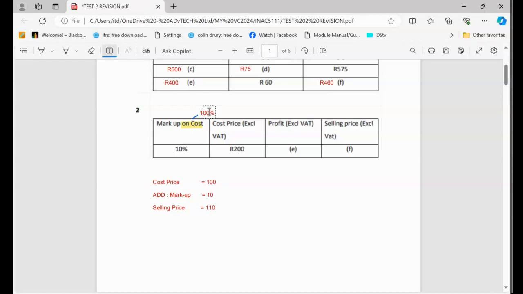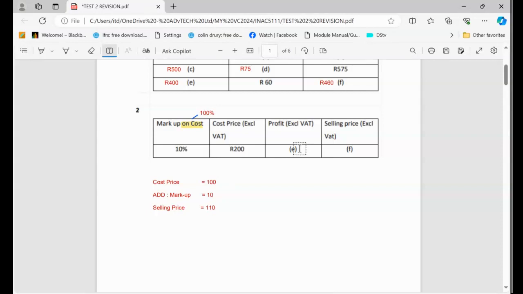On cost, meaning 100 will be in line with cost. In future, they're going to say on selling price, it means the 100 will be in line with what? With selling price. So this 100 can either be in line with the cost or in line with the selling price, depending on what they wrote here. Okay. Now, the same technique we used when we were calculating VAT is going to be applicable in this case. Can you see now? Where we put the question mark, the same procedure.